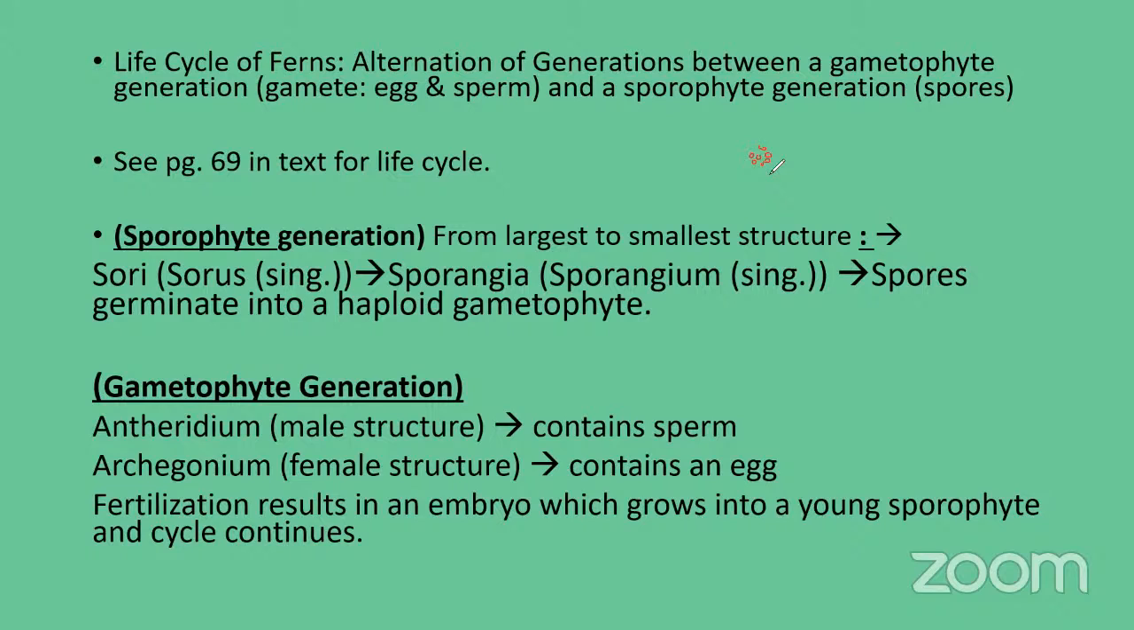These are then going to combine to create an embryo, which is going to grow into a young sporophyte. So then the cycle will continue because we're jumping back to the top here, right? So then we're going to make our spores and then enter the gametophyte generation again.